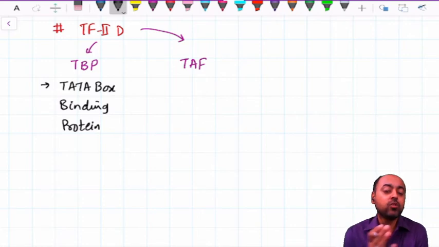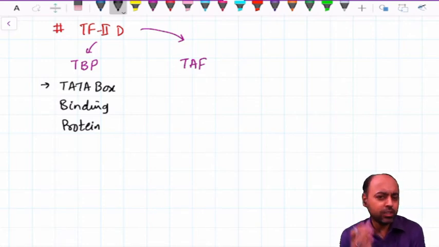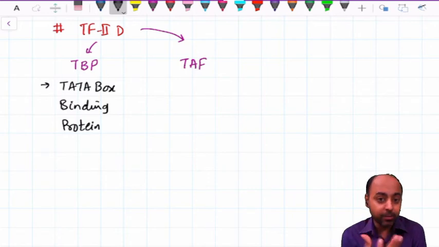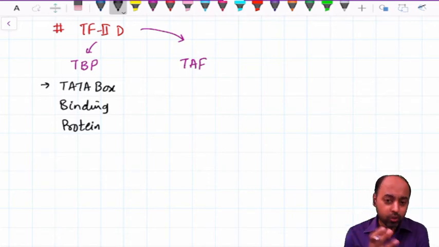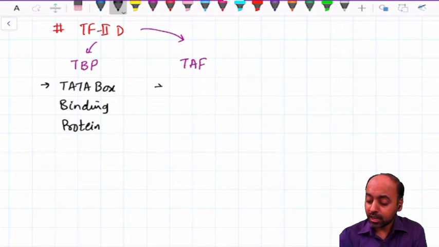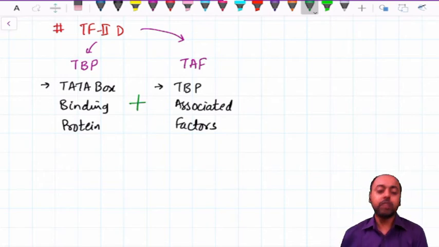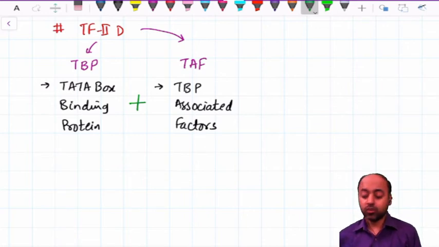In the promoter segment, you know that there is a sequence called TATAAG, which is known as a Tata box. So this protein will go and attach to the Tata box in the promoter. In this way, the promoter can be identified. Then we have a whole host of molecules which will come when the TBP gets attached, which are known as the TBP associated factors. Together the TBP and TAF will make up the transcription factor 2D.